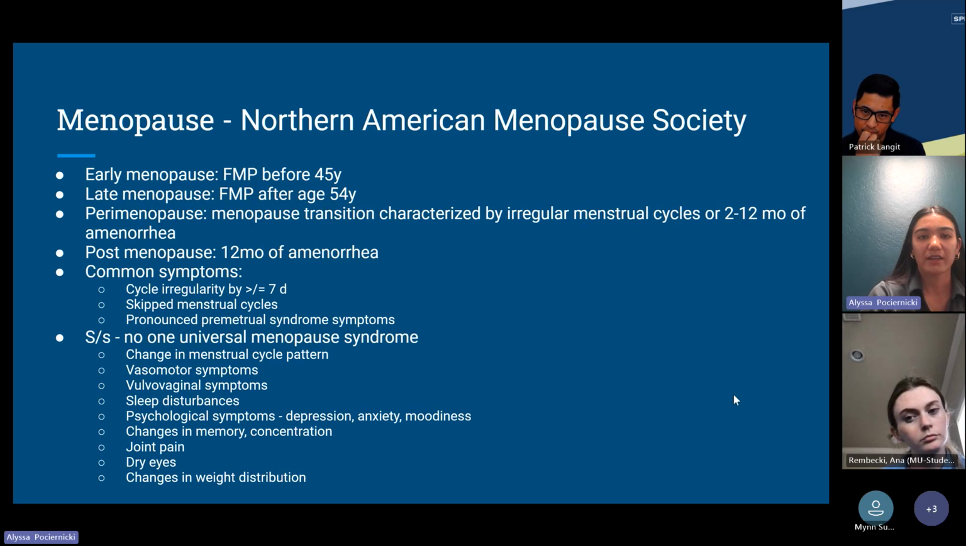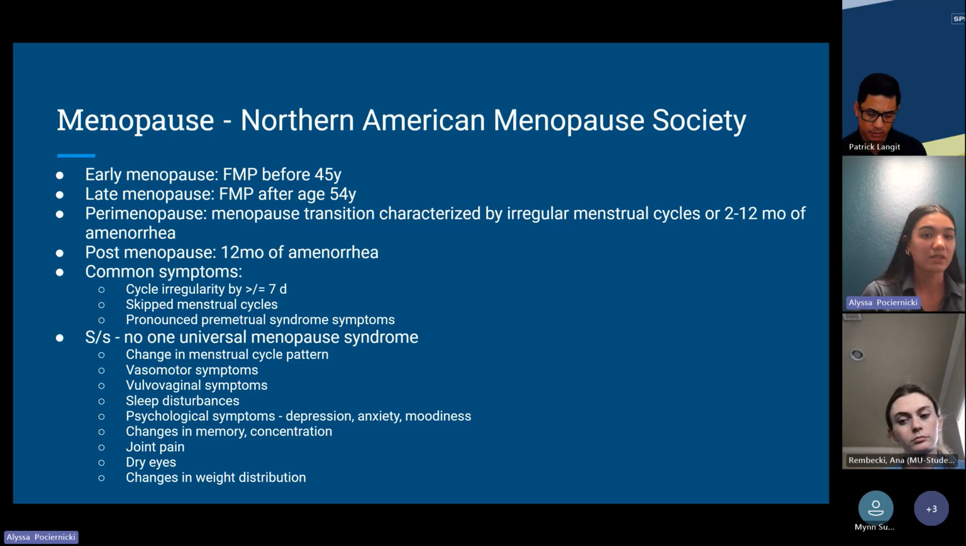And then I wanted to highlight menopause because sometimes when we have patients who come in and they're around this age, sometimes menopause can be swept under the rug. So I just wanted to give it a shout out. Early menopause is before the age of 45, which kind of ties into the patient case that I did with the patient being 43 years old. Late menopause is after age 54.